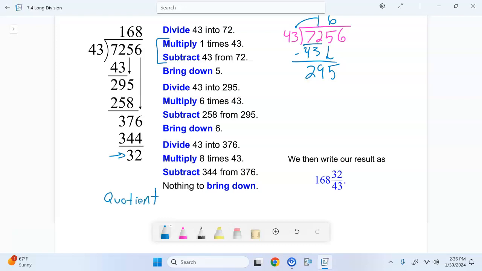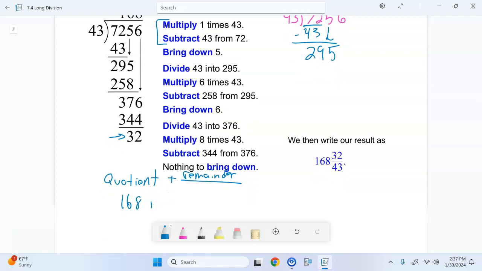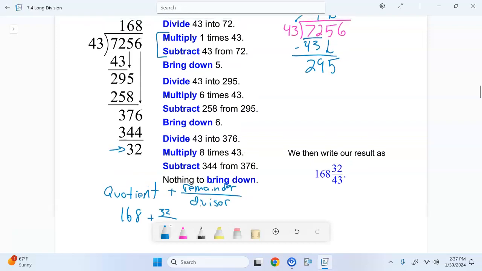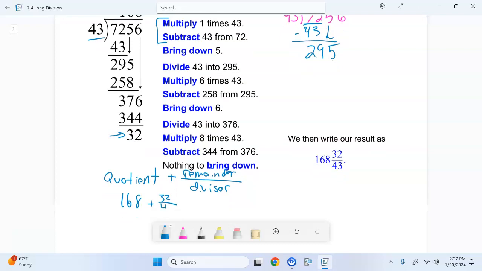Okay? That's my answer up at the top, 168. That's my quotient. Plus the remainder. Okay? What was my remainder? 32. So plus 32 over the divisor. My divisor is what we're dividing by. And that's how we get a mixed number. It's the quotient plus the remainder divided by the divisor. And that's how we get that.